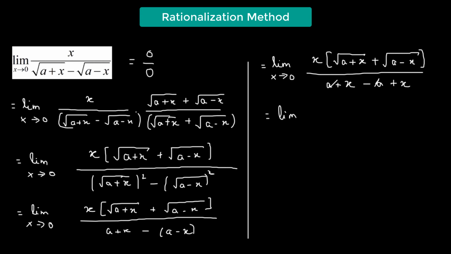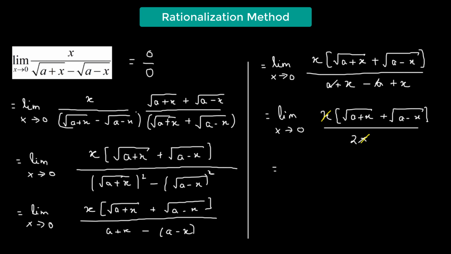So we have the limit as x approaching 0 of x multiplied by the square root of a plus x plus the square root of a minus x divided by twice of x. So we can factor out x from both the numerator and the denominator, and then finally substitute the value of x. So we have the square root of a plus 0 plus the square root of a minus 0 divided by 2. So we have the square root of a plus the square root of a, which will be 2 times the square root of a divided by 2.